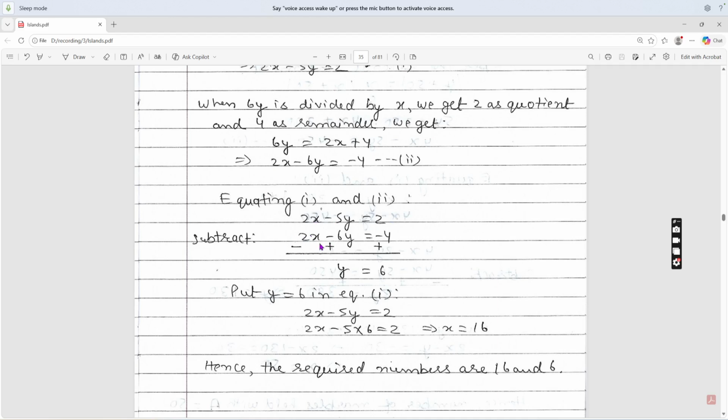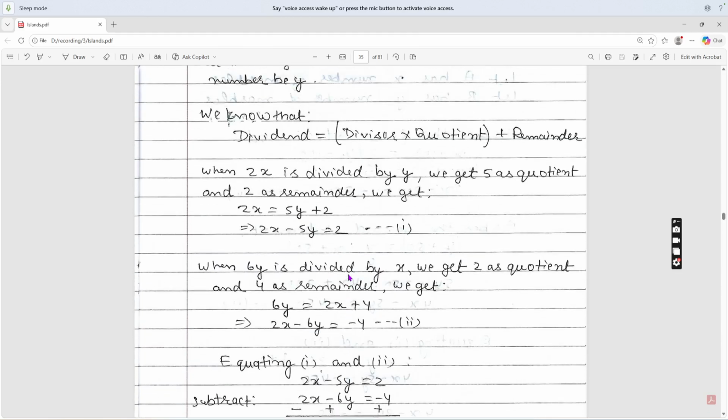So this plus becomes minus, this minus becomes plus, this minus becomes plus. So 2 minus 2 is 0, and minus becomes plus. So minus 5y plus 6y will give us plus 1y, and 2 plus 4 will give us 6. So y is equal to 6. Now we know the equation is 2x minus 5y is equal to 2. So 2x minus 5 into 6 is equal to 2. Sorry, that is 30. So 2x minus 30 is equal to 2. So 2x is equal to 2 plus 30, that is 32. 2x is equal to 32. So x is equal to 32 upon 2, that is 16. Hence the required numbers are 16 and 6.